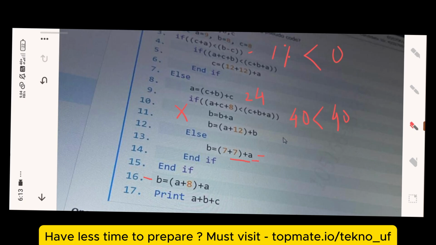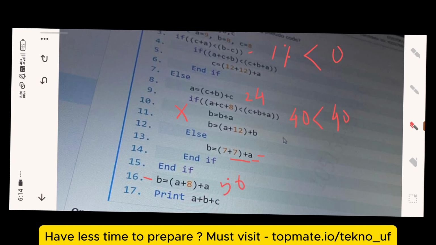So the new B value is equal to A plus 8 plus A. The new value of A was 24, plus 8 is equal to 32, plus A, which is 24. So 32 plus 24 becomes 56.